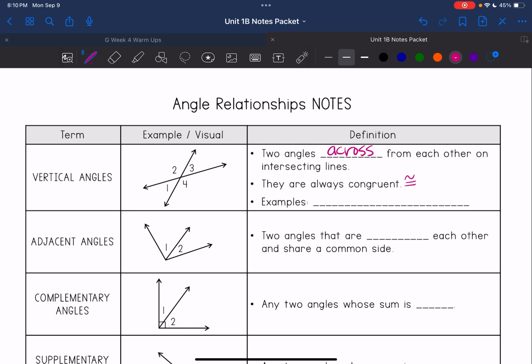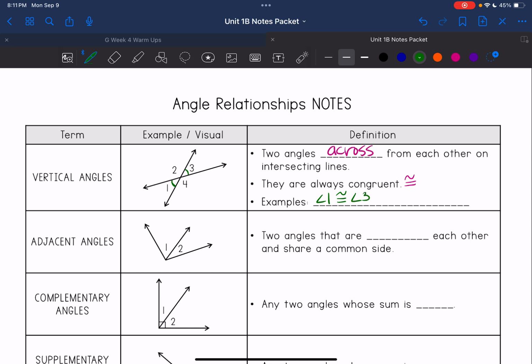So looking at that example that's right next to this, angle 1 is across from angle 3. So see how I'm doing those marks there? Angle 1 is across from angle 3. That means that those are vertical angles and they are congruent. So I'm going to write angle 1 is congruent to angle 3.